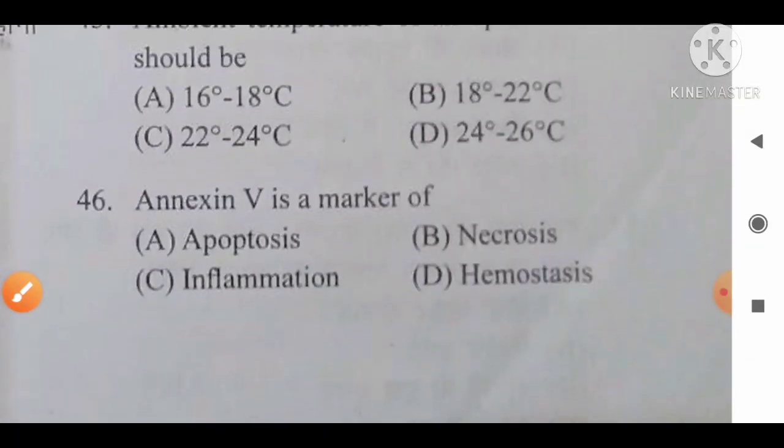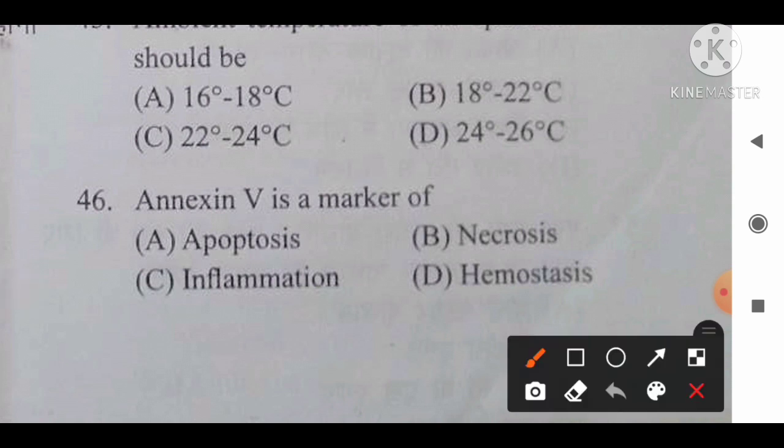Move to the next question, number 46. Annexin 5 is a marker of option A apoptosis, B necrosis, C inflammation, D hemostasis. And the fact available regarding this question, it is annexin 5 is a calcium binding protein which is widely used as a marker for apoptosis. Apoptosis is a type of cell death in which series of molecular steps in a cell that leads to its death. So from the given information, we can say annexin 5 is a marker of apoptosis. Option A will be the correct answer for this question.